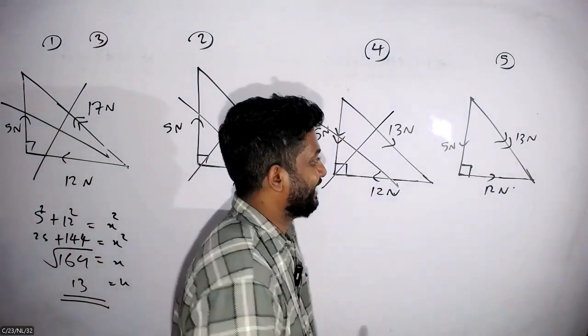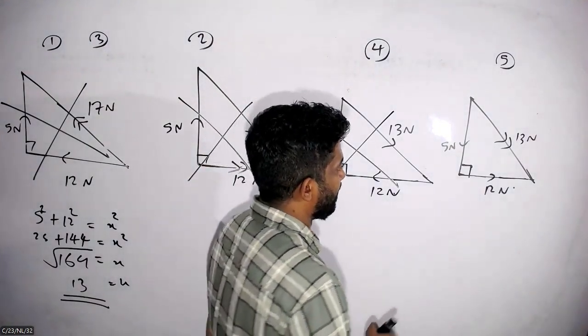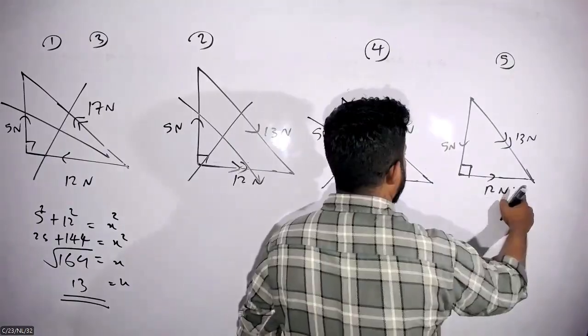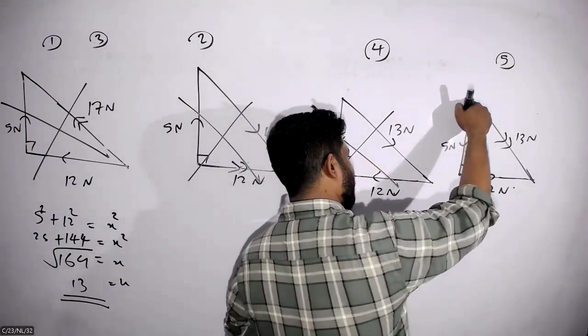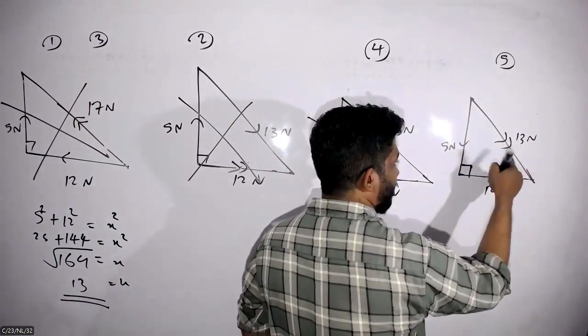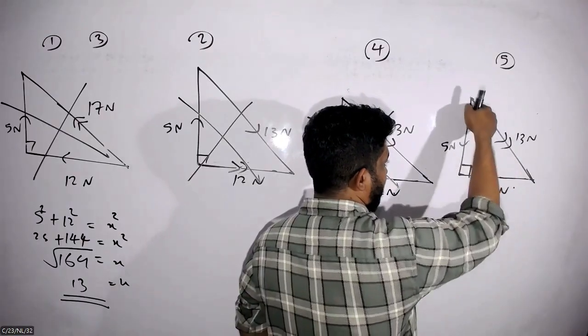Got it? Then fifth one, in the fifth one, they have represented 5 Newton and 12 Newton taken in the same order. Then this closing side, you will obtain the resultant taken in the opposite order.